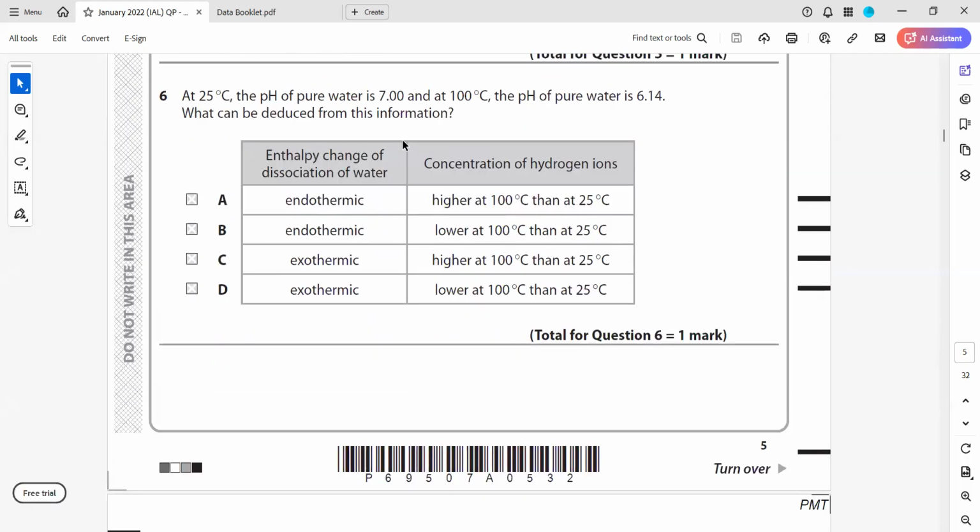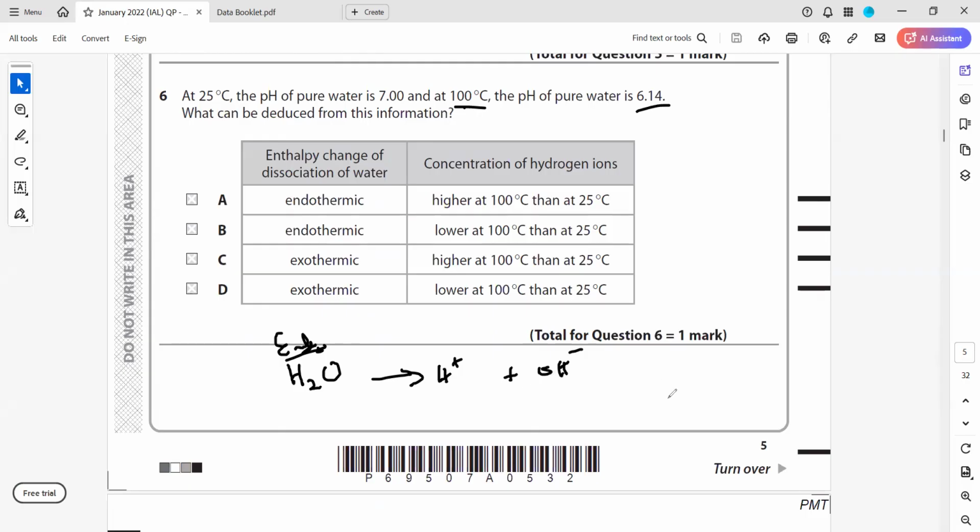Next is at 25, the pH of water is 7. At 100, the pH of water is 6.4. What can we deduce? When we increase the temperature, what happens to the dissociation of the water? The water molecule dissociates into H plus and OH minus. This is the dissociation of the water. The forward reaction is endothermic.